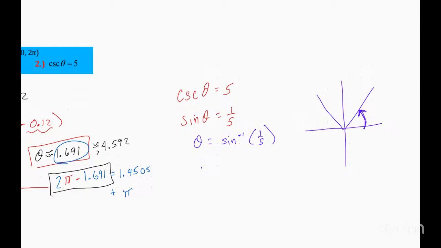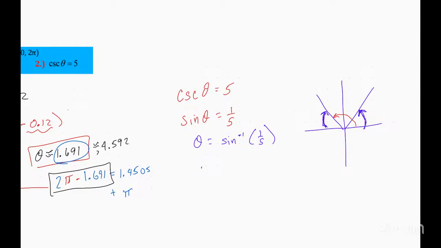And these two angles are the same. Those reference angles are the same. So for that one, it's going to be pi minus the red that you get. Does that make sense?